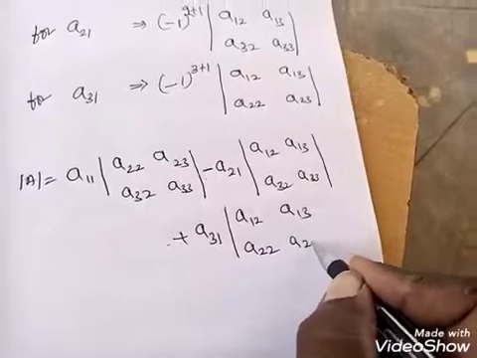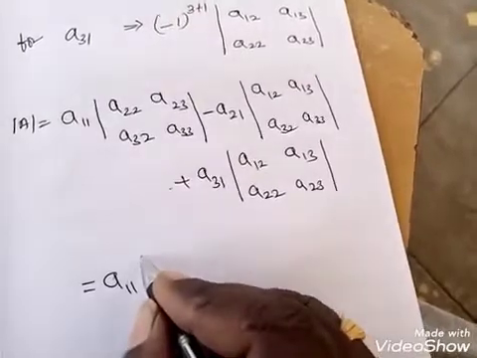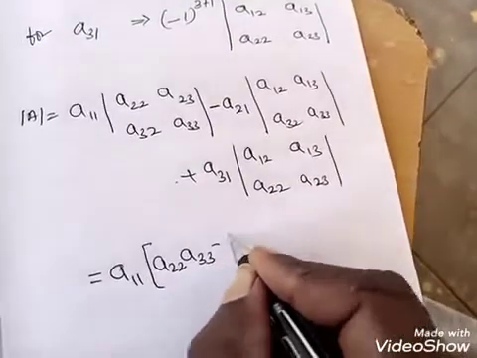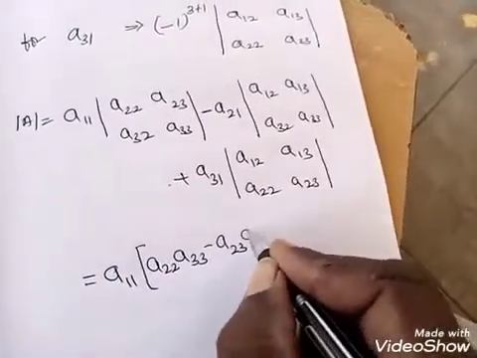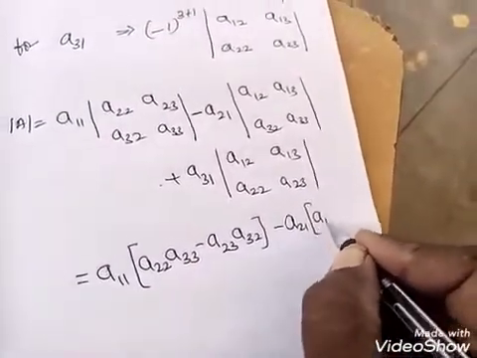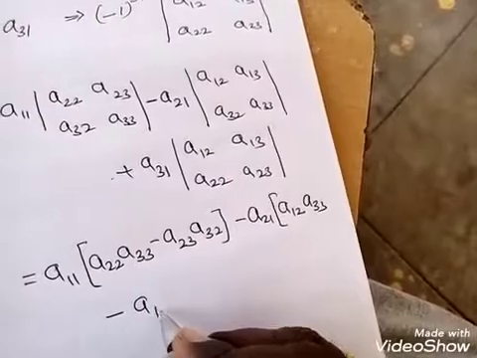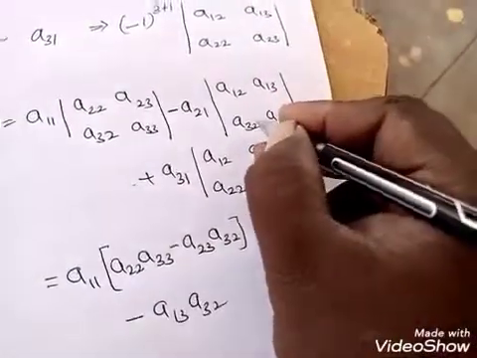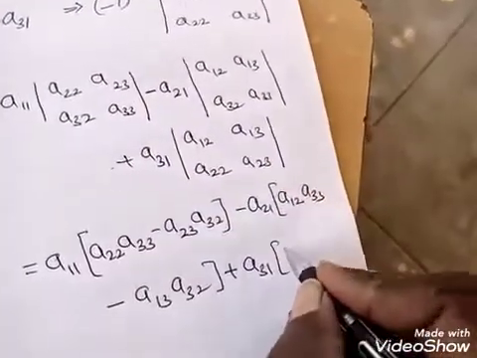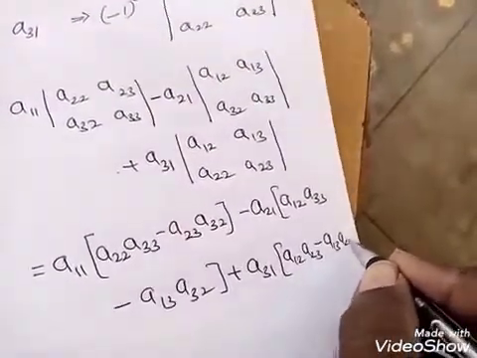Now what you are going to get if you expand this one? A11 into, again expanding, A22, A33 minus A23 into A32, minus A21 into A12, A33 minus A13 into A32, and plus A31 into A12, A23 minus A13 into A22.